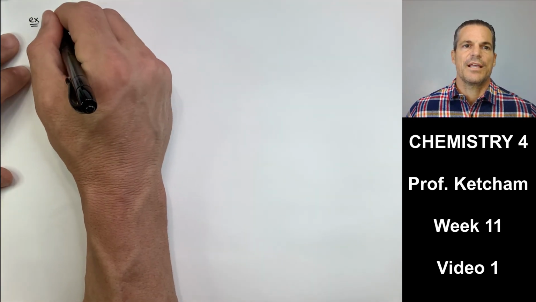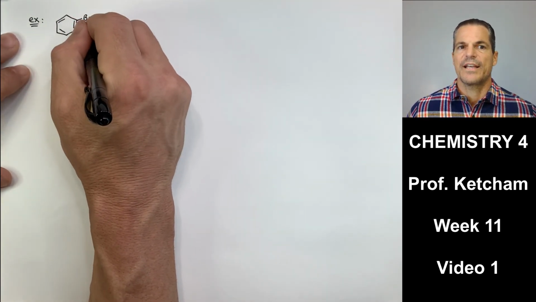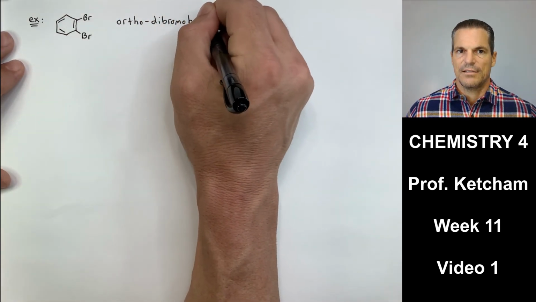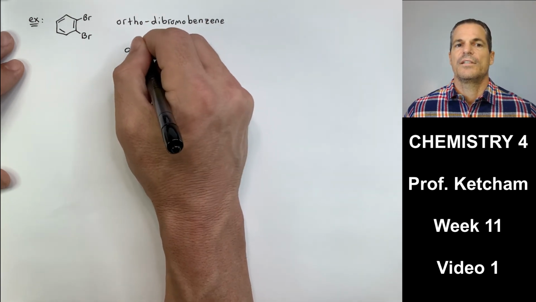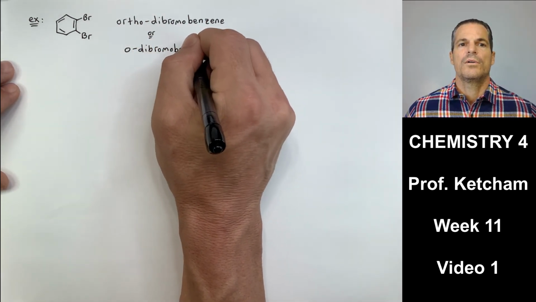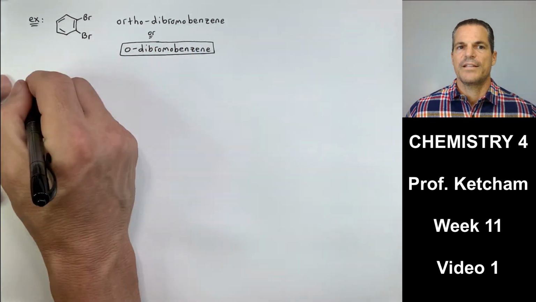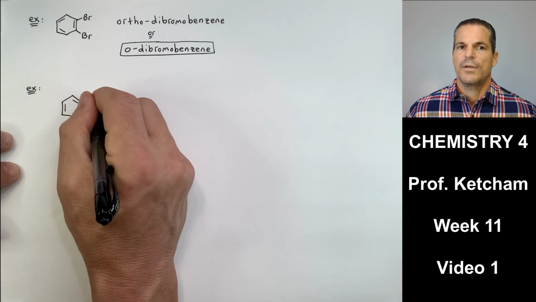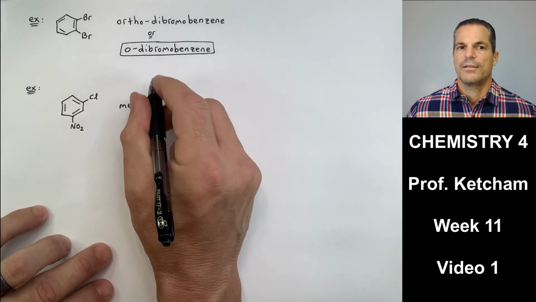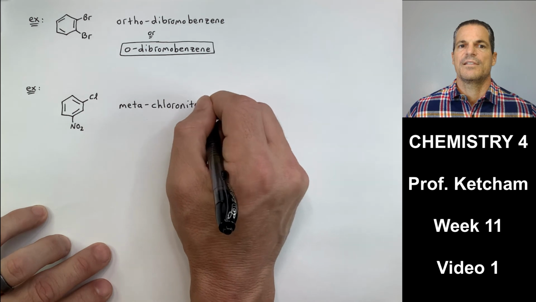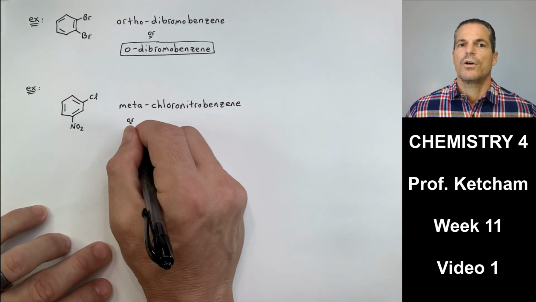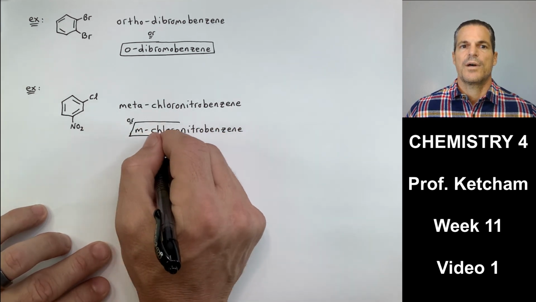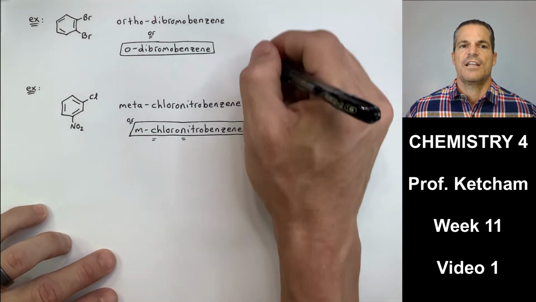I have a benzene ring here with a bromine and another bromine right next door. That's ortho. This would be ortho-dibromobenzene. Sometimes the ortho is abbreviated with just an O. So ortho means right next door, 1,2. Next example, I have an NO2 and a Cl, and these are a 1,3 substitution on the ring, which means that they're meta. This is meta-chloronitrobenzene. C comes before N, that's why it's chloronitro, and I've underlined the C and the N for you there.